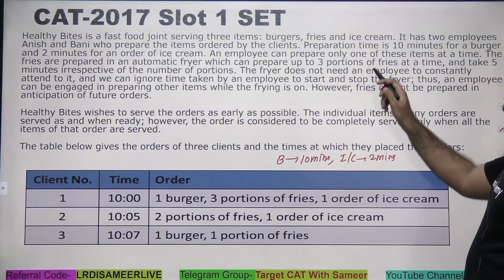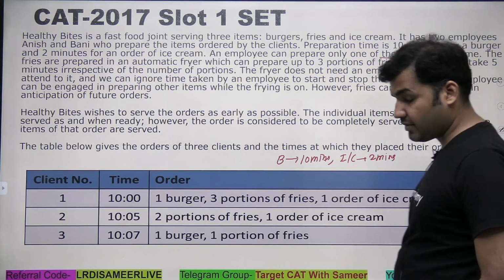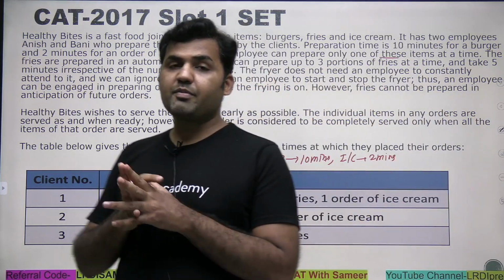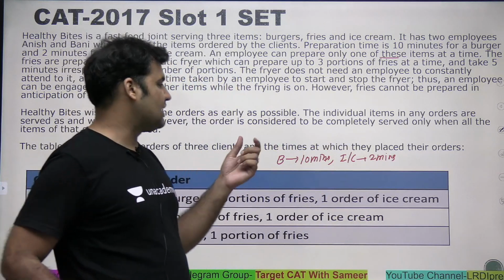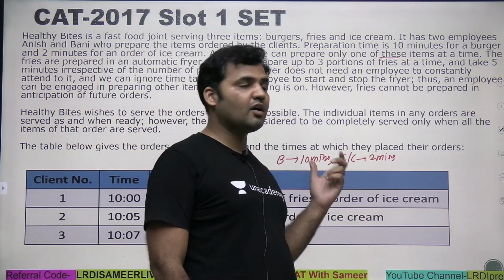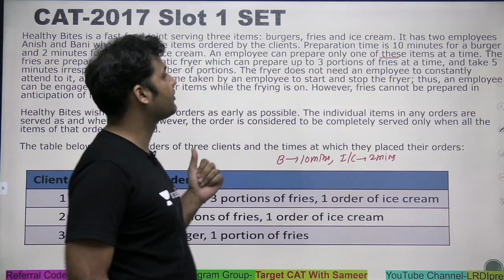An employee can prepare only one of these items at a time. That means an employee cannot prepare a burger along with ice cream at the same time. So either an employee can prepare a burger or an employee can prepare the ice cream.